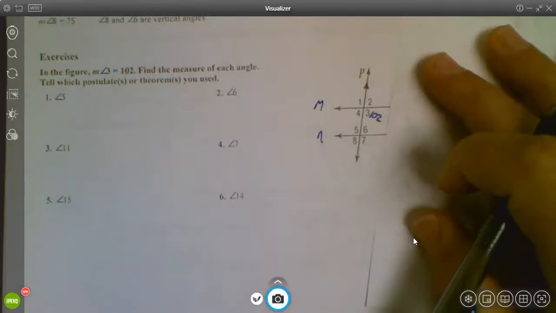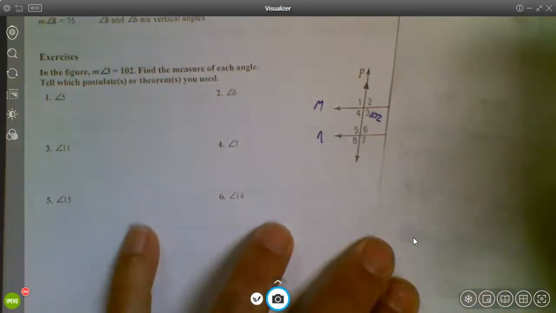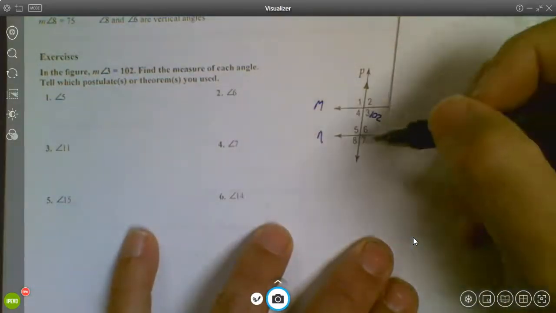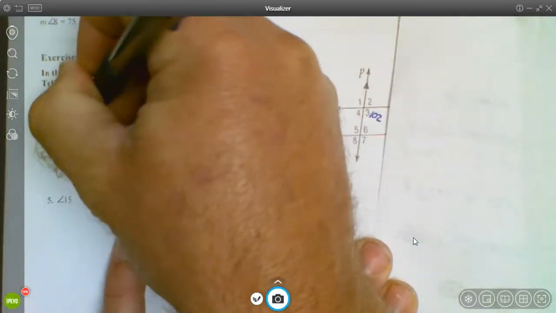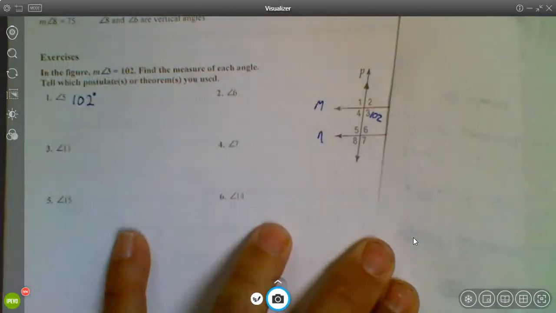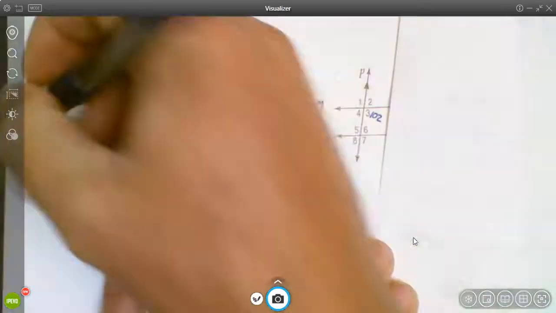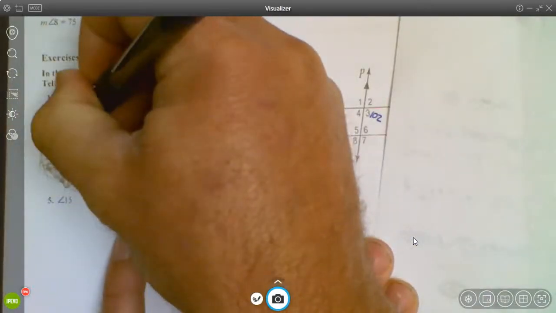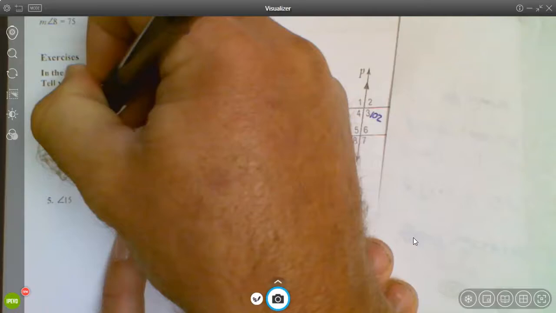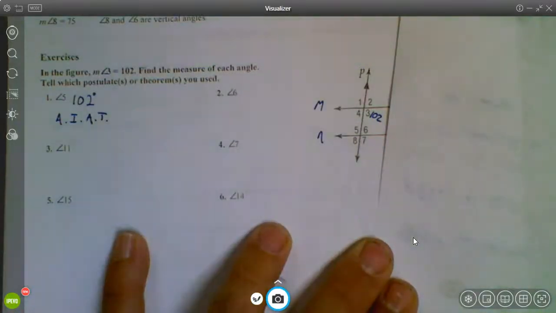To make this more clear, 3 and 5 are alternate interior, and we just saw that the alternate interior angles theorem says that they are congruent, since these lines are parallel. So 3 and 5 would have to be the same, so angle 5 is 102, and they want you to name the postulate or theorem that we use to get it. And so we use the alternate interior angles theorem. We can abbreviate, but you have to get it all in there.